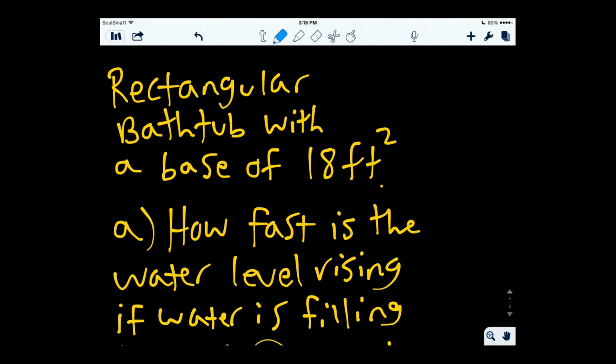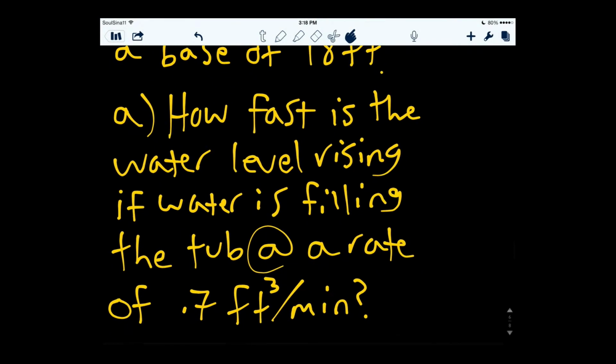Today we're going to be looking at an example of a related rates problem. We're given that a rectangular bathtub has a base of 18 feet squared. The first part of our question is, how fast is the water level rising if water is filling the tub at a rate of 0.7 feet cubed per minute?